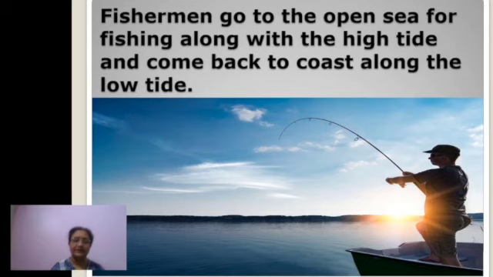Next is fishermen. The fishermen go to the open sea for fishing along with the high tide. Once the high tide comes, they are able to go to the deep sea area, or you can say the open sea area. And as the low tide comes, they come back along with it. So again it helps in the fishing. For the fishermen it is very helpful.